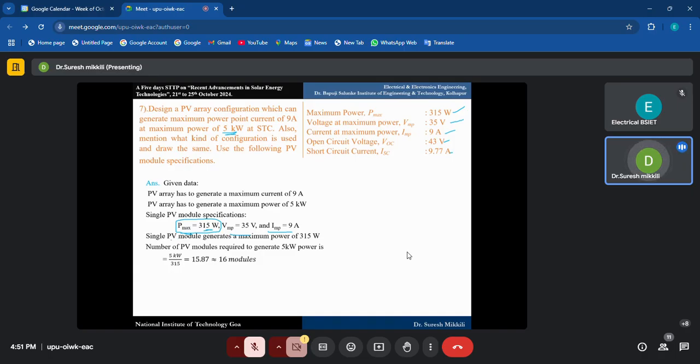Now the 16 modules should be connected in series or parallel. How should it be connected? With 16 modules you can generate 5 kilowatt power. Should these 16 modules be connected in series, parallel, or series-parallel? Can you tell me? He said he wants to generate 9 amperes only, but 5 kilowatt power is required. So how should the 16 modules be connected?